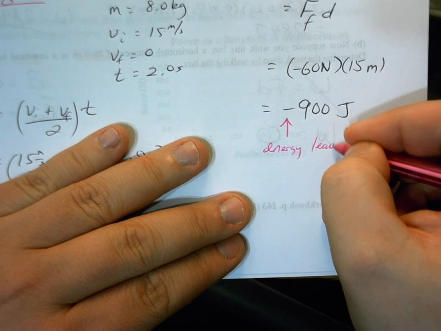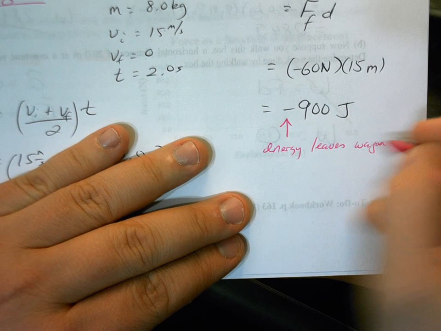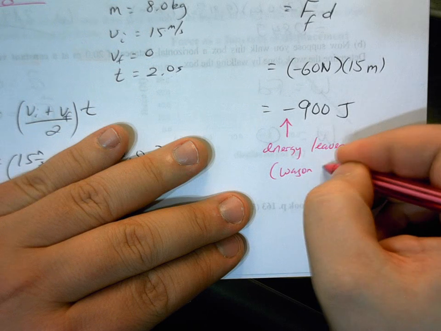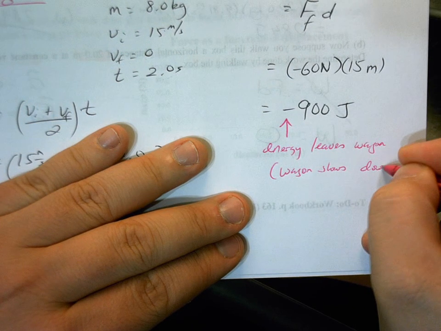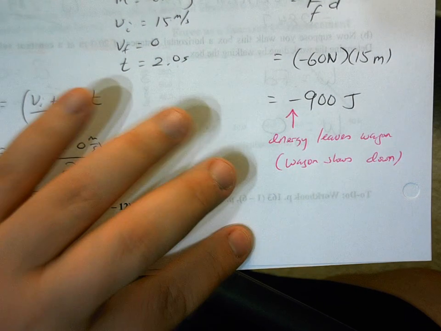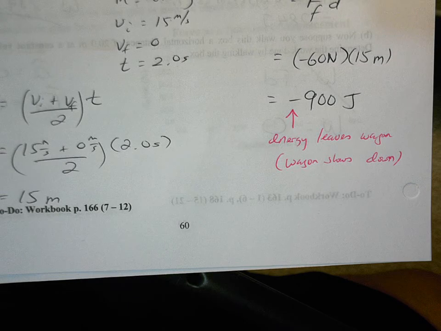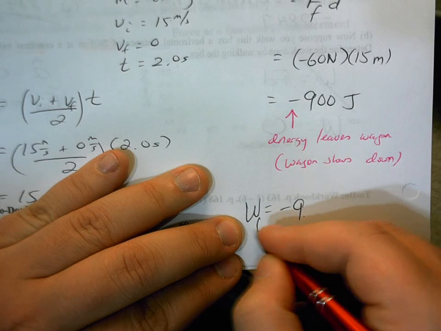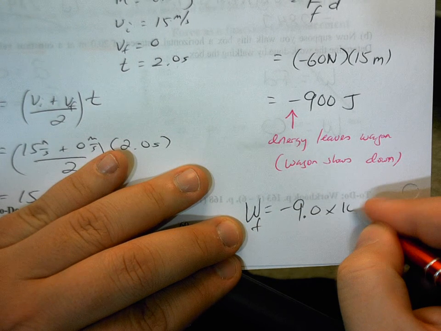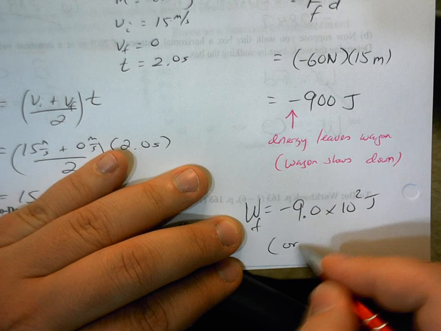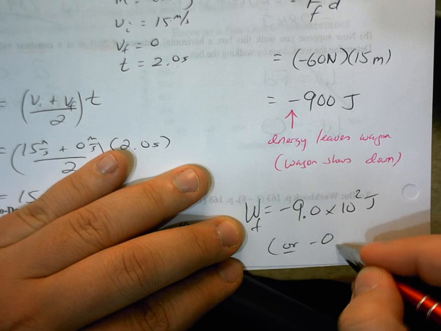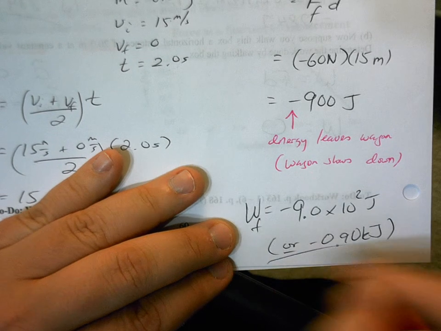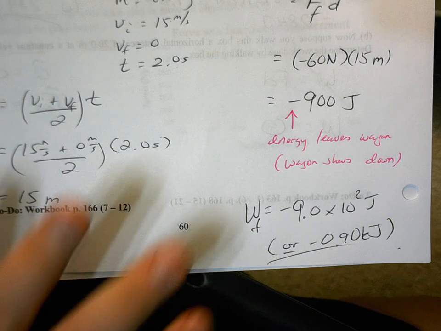leaves the wagon, and also the wagon slows down. So this is an expected result. If we have friction, we should absolutely expect the work done to be negative. Now, I only have 2 significant digits, so I should say the work done due to friction is negative 9.0 times 10 squared joules, or you could put negative 0.90 kilojoules. But yeah, that's all we're doing for the work here.